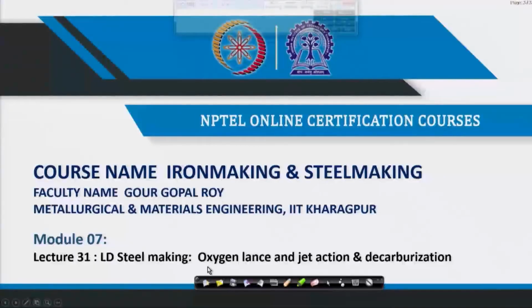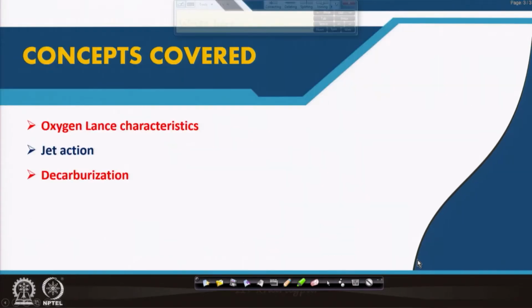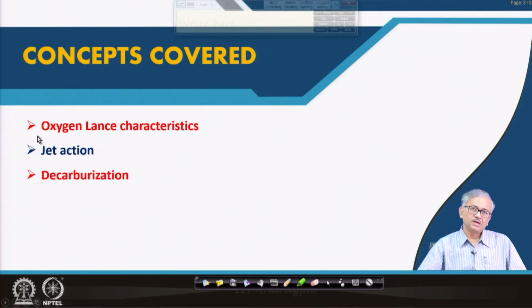Welcome. In this lecture, we'll continue the LD steel making, and here we'll discuss the oxygen lance, jet action, and decarburization. So first we'll discuss the lance characteristics. The oxygen lance, especially the nozzle, is very special, and we need to know about that. Then we'll talk about the jet action, that is the interaction of the oxygen jet with the metal bath, and that interaction we need to understand. And obviously a very important reaction called decarburization.